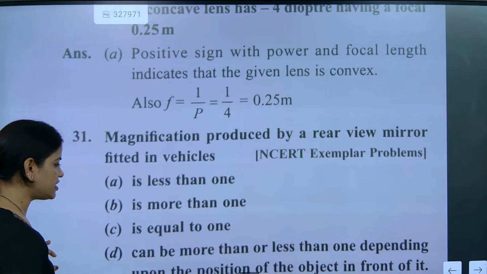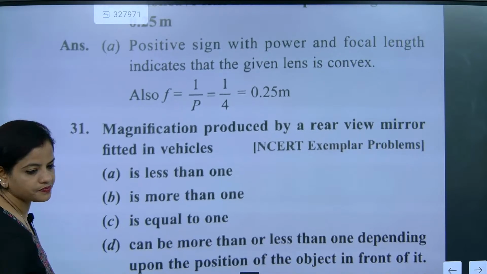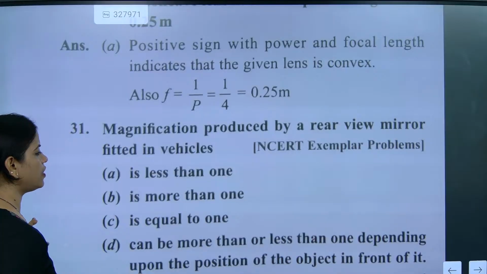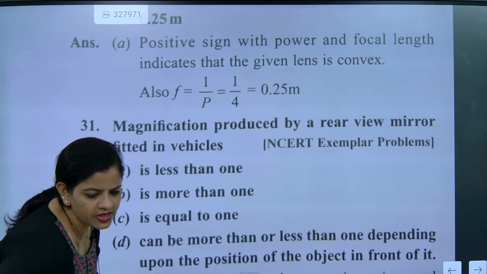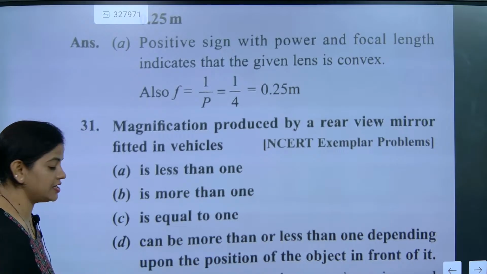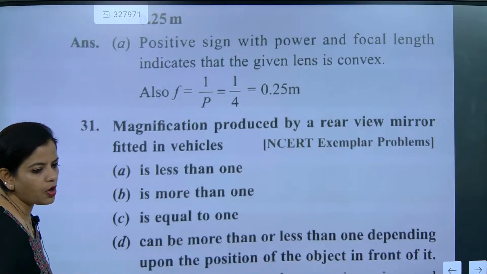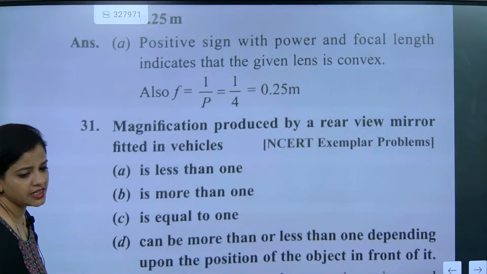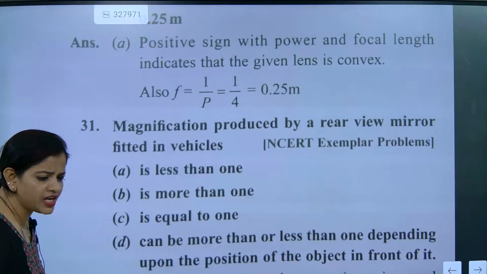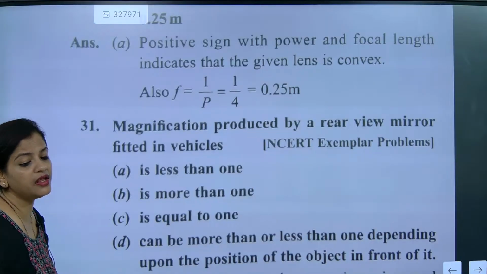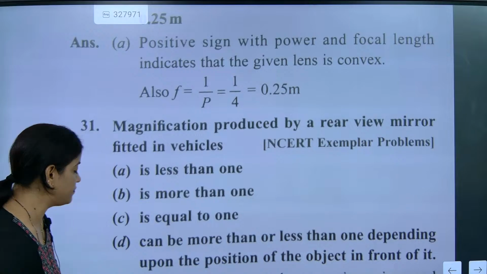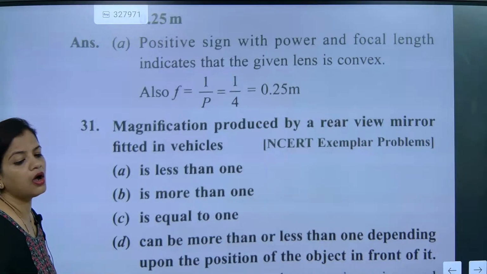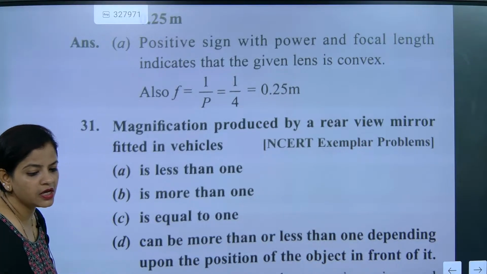So what is actually the question here? How are we going to understand it? Now can you say what the answer is? Option D? How is the option D? Come on, check very nicely. Magnification produced by a rear view mirror fitted in a vehicle is less than 1, is more than 1, is equal to 1.